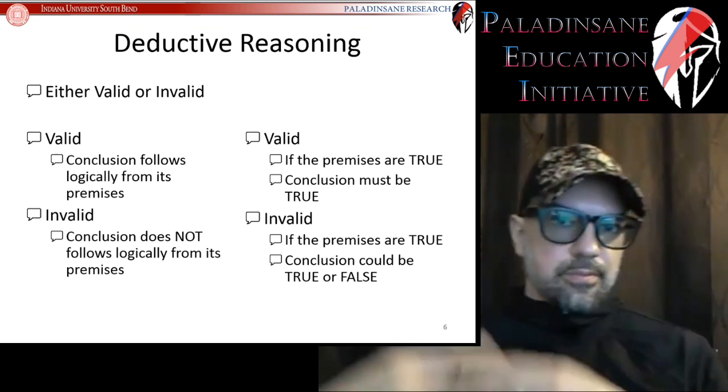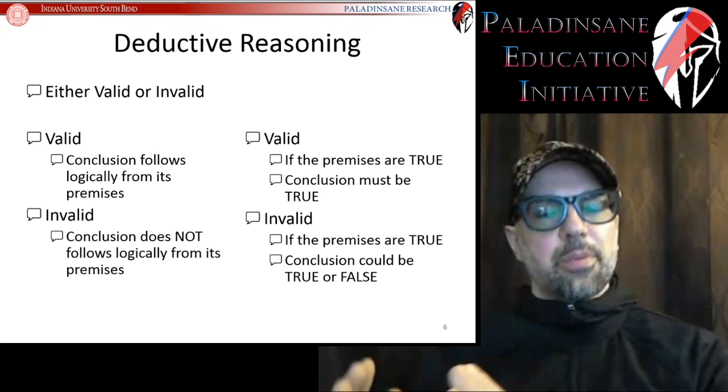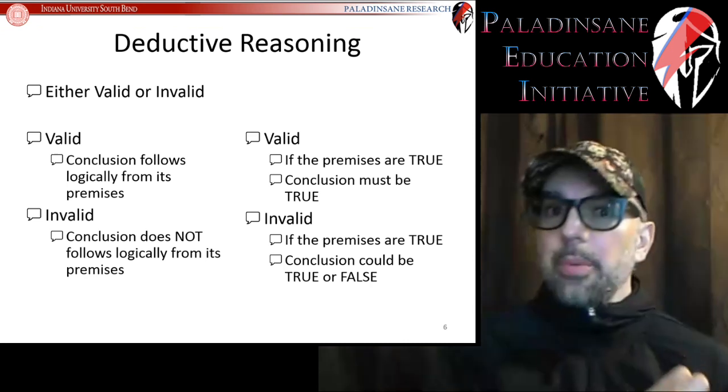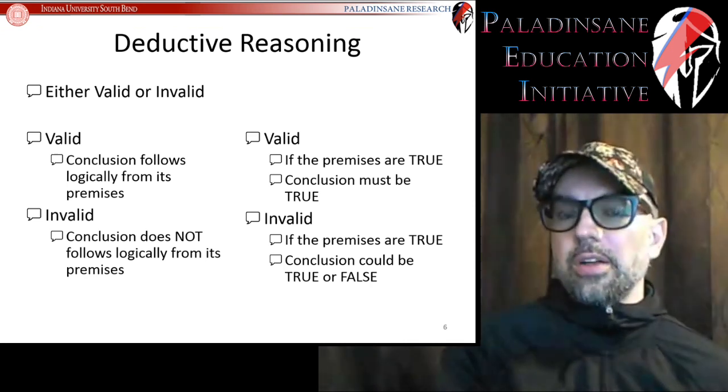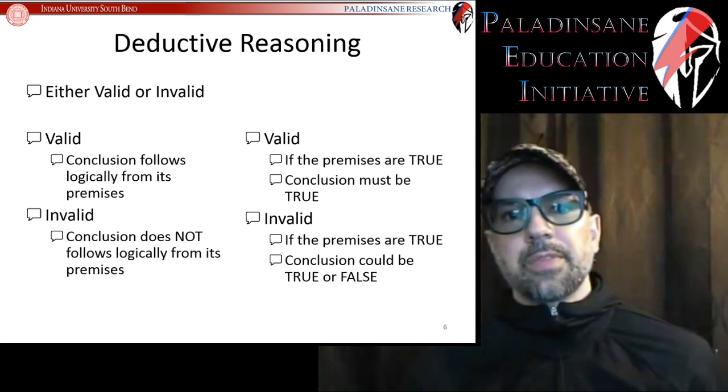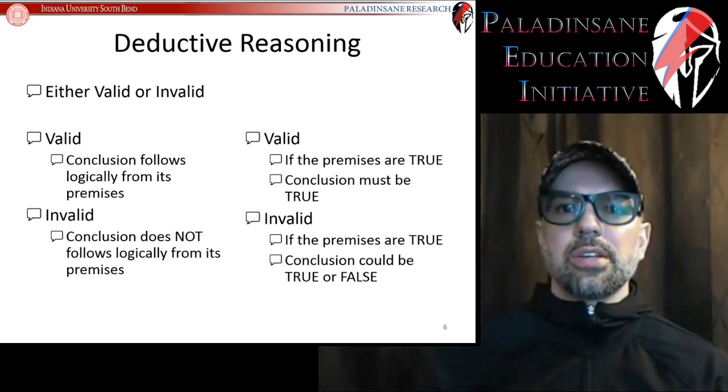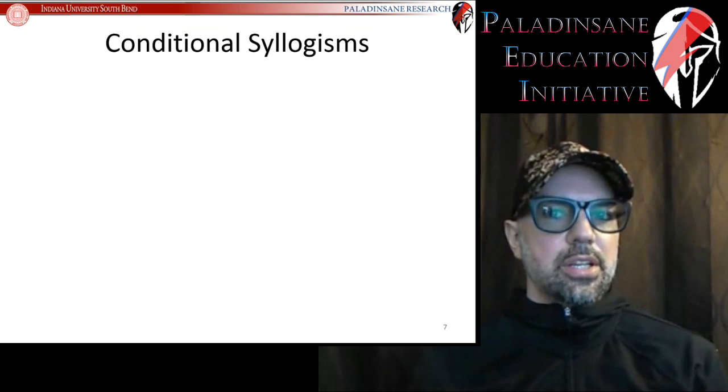It has to be true. In an invalid argument, if the premises are true, the conclusion might be true, but it might also be false. That is, it's not locked in. And then we applied this to our analysis of conditional syllogisms.